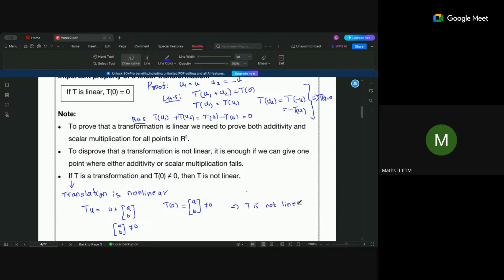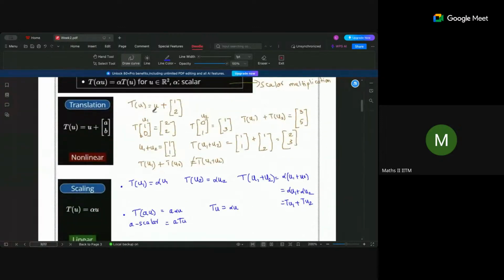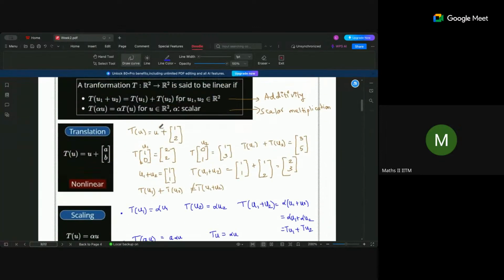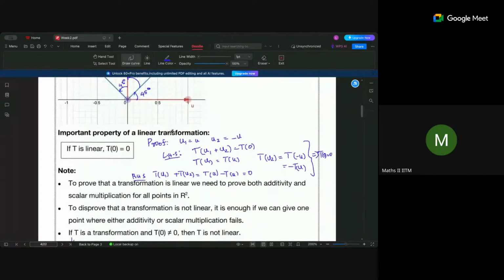Okay. So you can prove one concept in mathematics using several arguments, right? That is something very important about mathematics. So here you see that maybe there are several ways. This is just one way I've shown. You can choose some other points, or you can choose the scalar multiplication property. There are several ways to show that translation is non-linear.